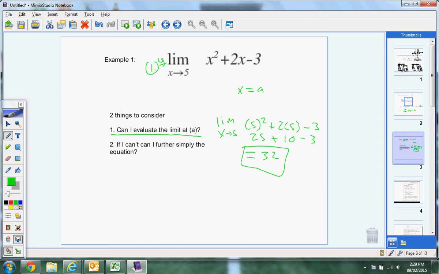Not necessarily. Yeah. Okay. Yes. But it's not really why. It's more like the limit is 32. But we'll get to that.